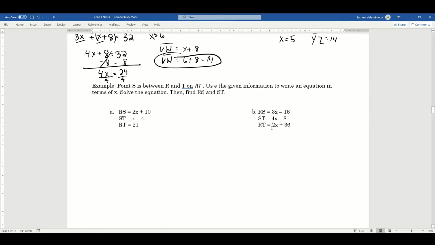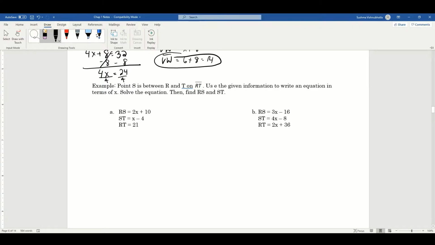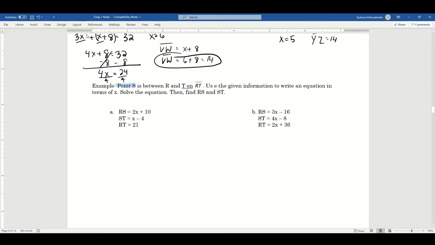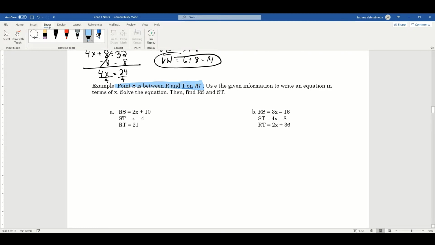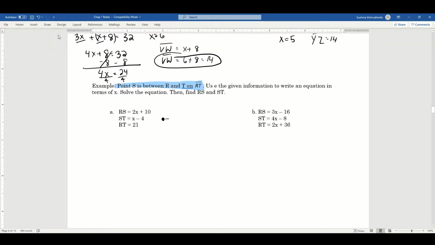And the last example here, and this is what I was talking about earlier, is you might not always be given a diagram, but you will be given information that will help you draw a diagram. So point S is in between R and T on RT. Well, it doesn't actually have to be in the middle or closer to either end, it doesn't matter because they didn't specify. I'm just going to put point S right here. And this is my segment RT.